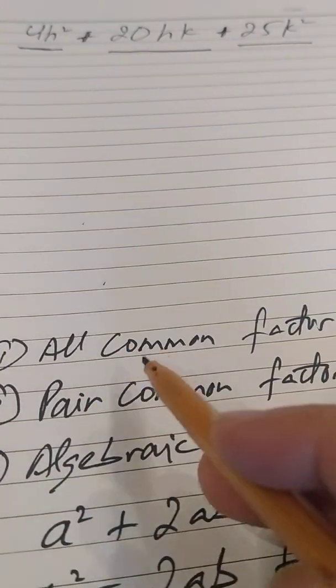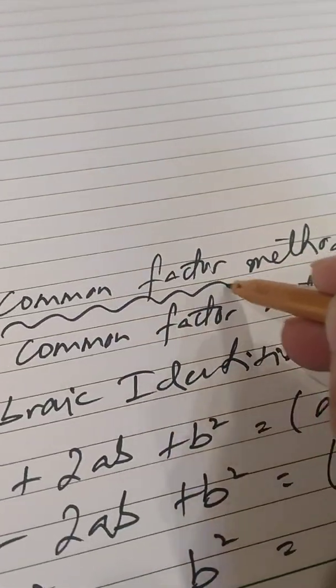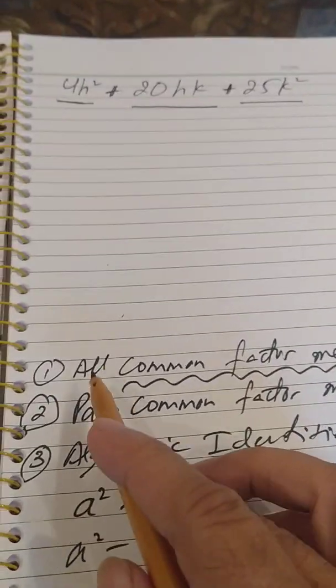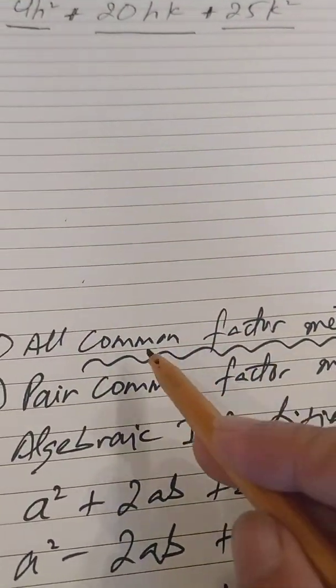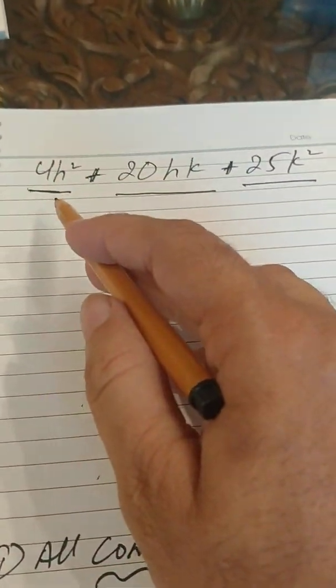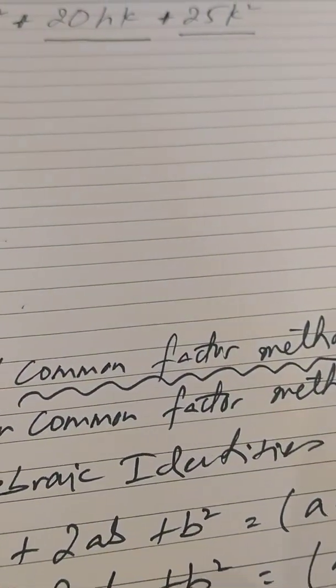So guys, there are different methods of factorization. Number 1 is the all common factor method. What is this method, guys? In this method, first of all we will find the common factor. A common factor means a number, a variable or a bracket which can divide the first term, the second term and the third term. A factor means a number which can divide the given number exactly.